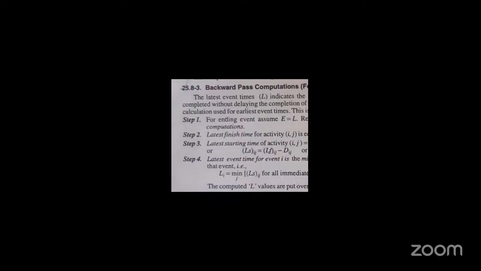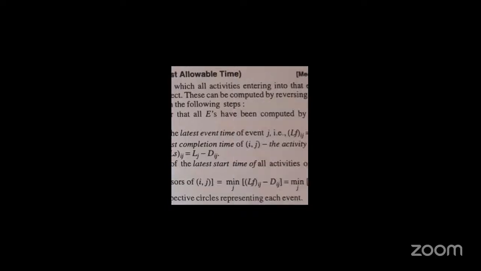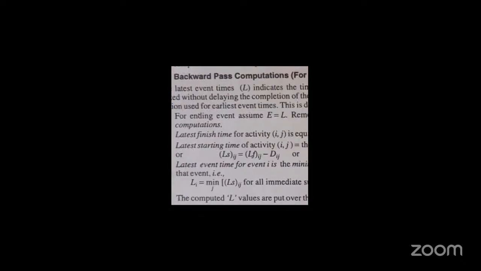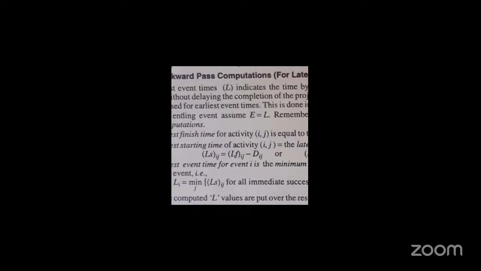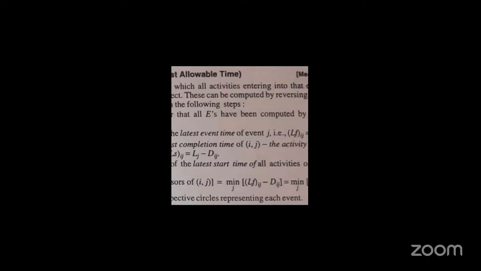So the latest event time for event i is the minimum of the latest start time of the activities originating from that event, that is Li equals the minimum of the latest starting time for all immediate successors of Ij, which is equal to the minimum of latest finishing time minus time duration for that activity, so LFT minus D. The computed L values are put over the respective circles representing each event. This is the backward pass process. I'll show it here with one diagram.